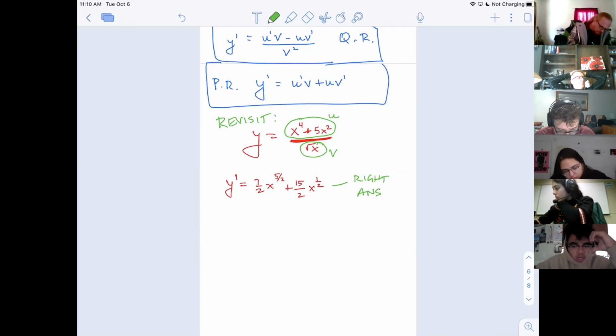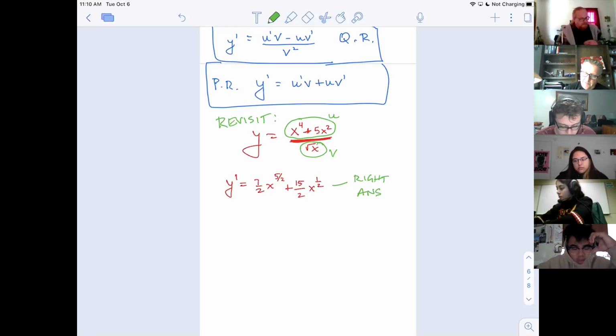Could we turn any quotient rule into a product? I don't know if it's a dumb question, but couldn't we just put the square root of x onto the top, to the power of -1/2, and then do the product rule? Or does that not work? That is a great question. Everybody understand that? That's worth considering. No, that's not a dumb question at all. That's a fantastic question.